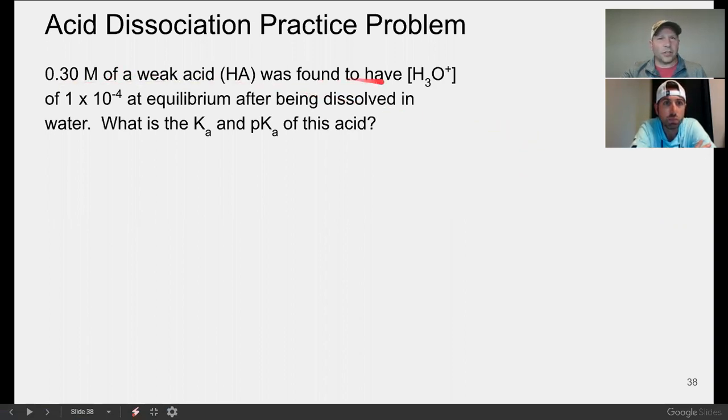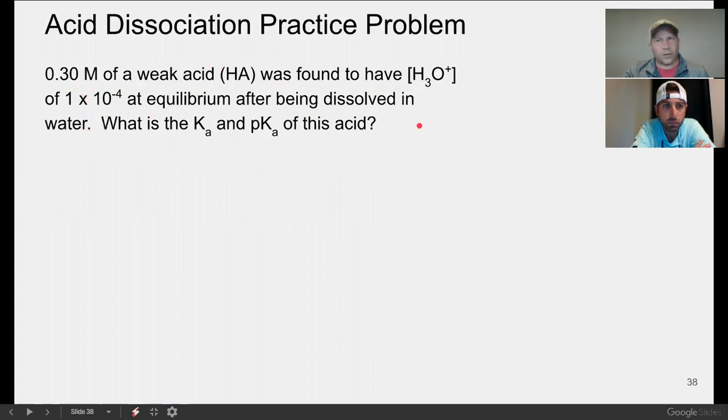So I'll read the question, then I want you to kind of explain what's going on here. So we have 0.3 molar of a weak acid. Notice it's just HA. That's the generalized formula for an acid, just a hydrogen with some sort of anion. That's why it's HA. And you can use this for anything in this class. It was found to have an H3O+ of 1 times 10 to the negative fourth at equilibrium after being dissolved in water. What we want to know is what is the Ka and the pKa of this acid.